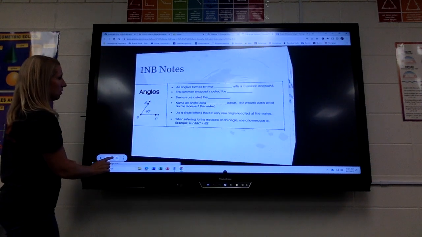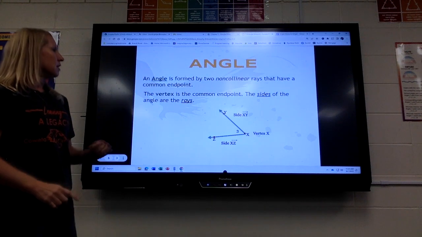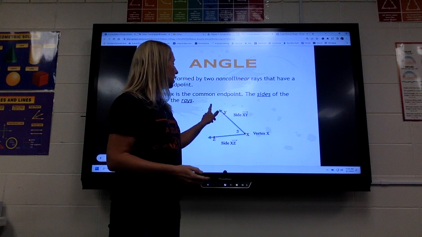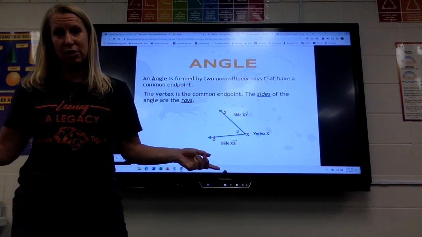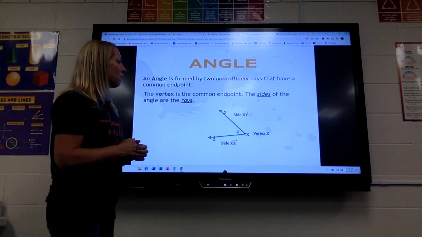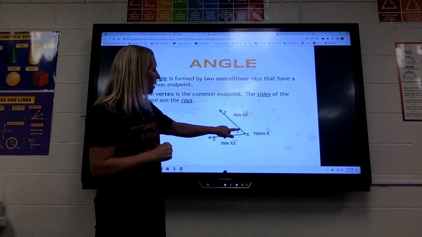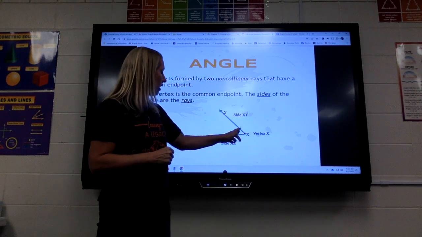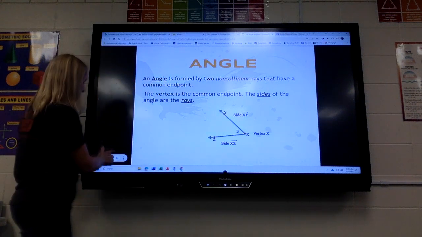Okay, so this just kind of sums it all up. So an angle is formed by two non-collinear rays. We don't want it to make a straight line, so we want non-collinear rays. X would be the vertex here. This ray XY would be a side of the angle, and XZ would be the other side of the angle.